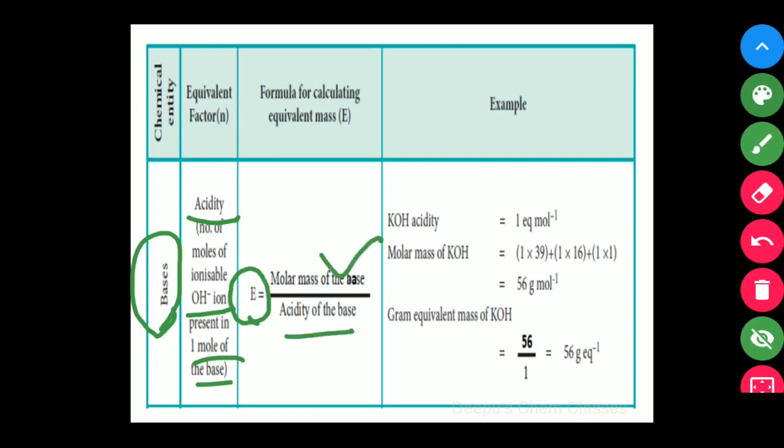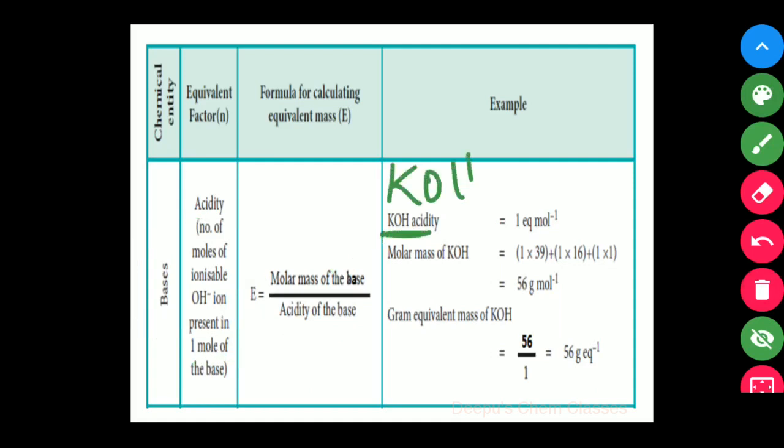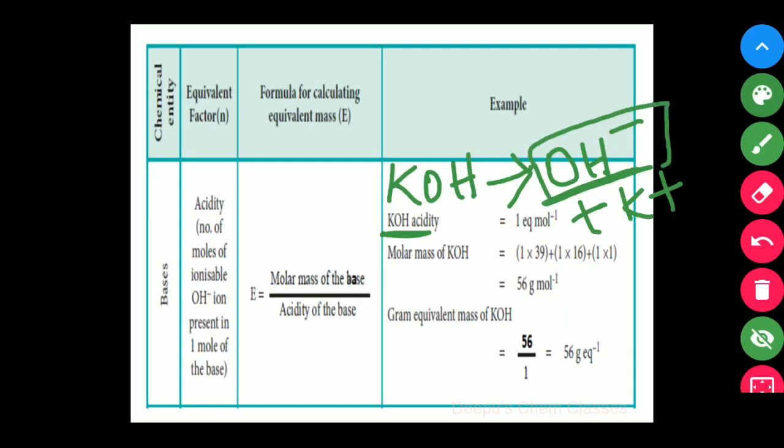Let us see one example, KOH, potassium hydroxide. When potassium hydroxide ionizes or dissociates, it gives rise to 1 OH minus ion and K plus ion. Otherwise, the number of replaceable hydroxyl ions is 1. So the acidity of potassium hydroxide is also 1.